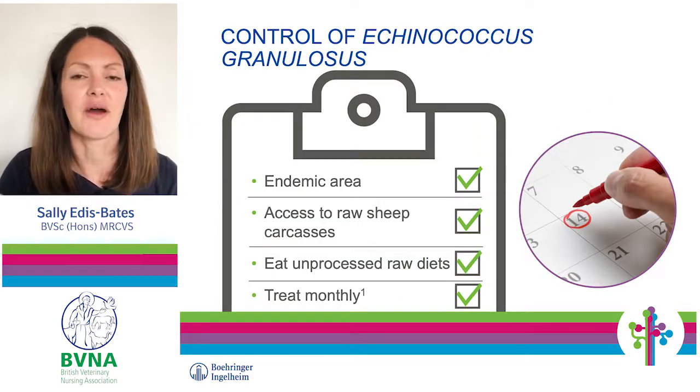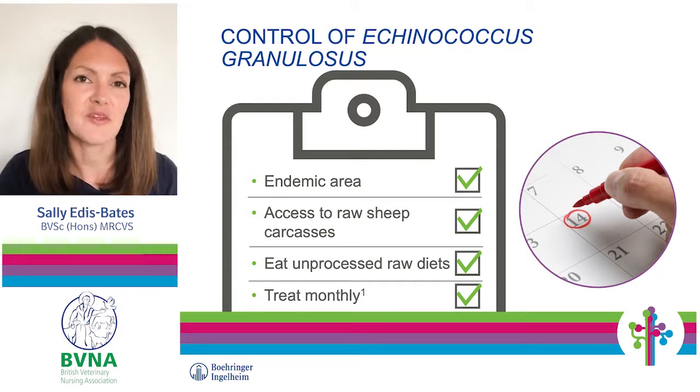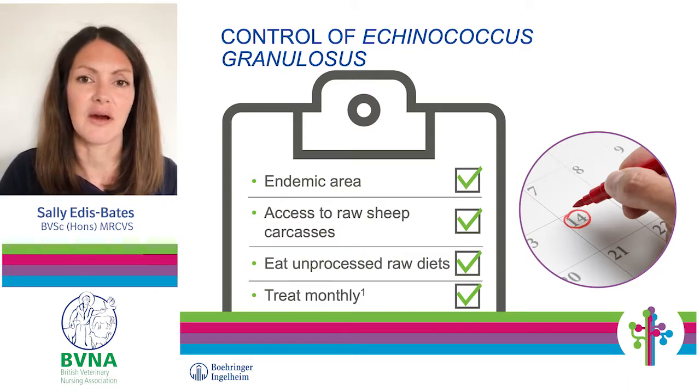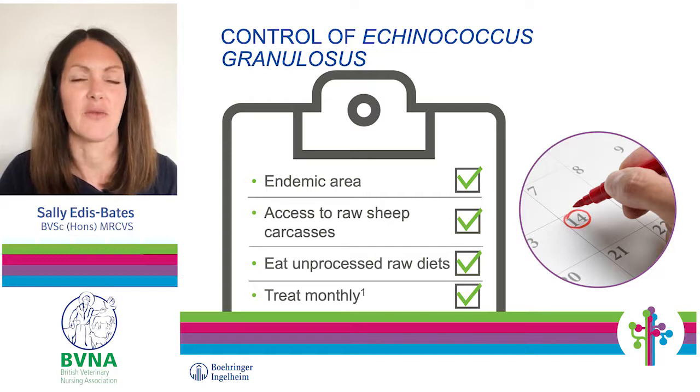And lastly, onto Echinococcus granulosus. For most dogs living in non-endemic areas and being fed on a commercial diet, the risk of becoming infected with this tapeworm is negligible. But if a dog lives in an endemic area and has access to sheep carcasses or eats an unprocessed raw diet, they should be treated monthly with praziquantel.